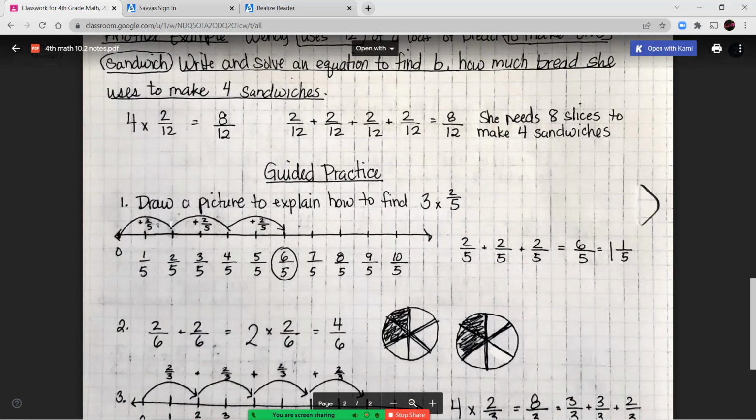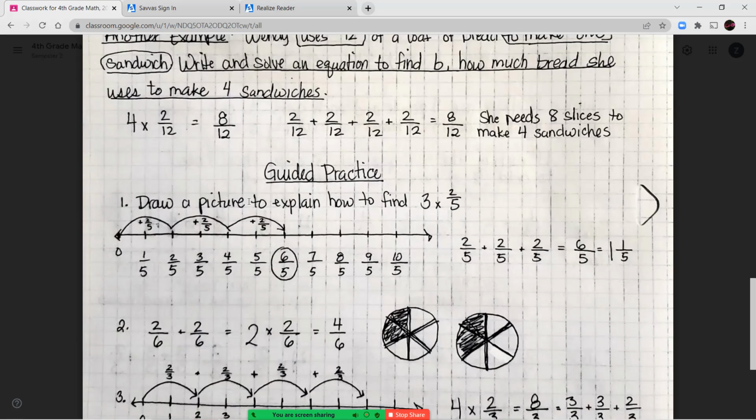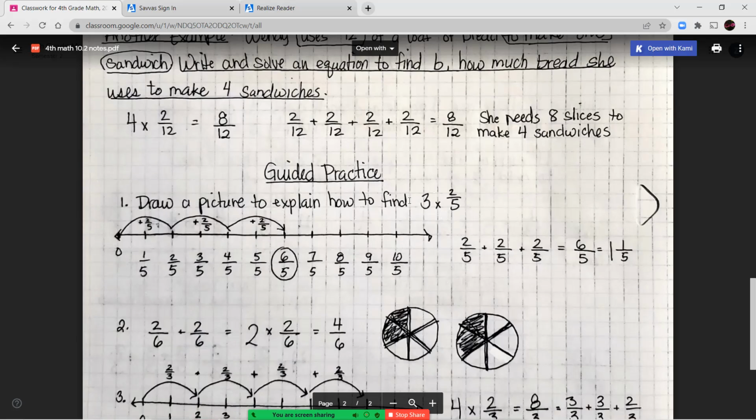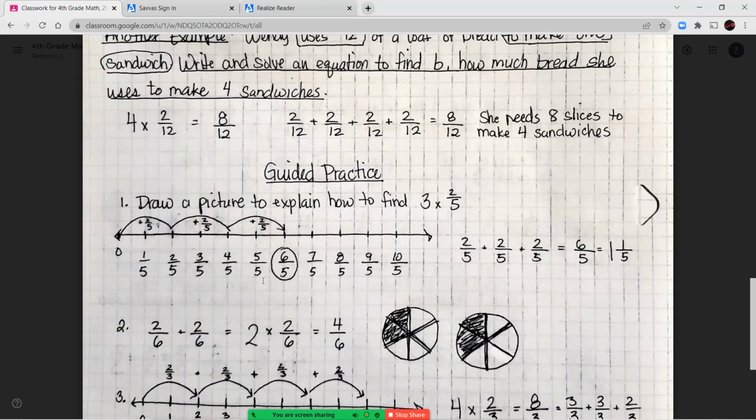So from 0 to 2/5, 2/5 to 4/5, 4/5 to 6/5. So pretend like you're not even seeing the denominator. 3 times 2. You're starting at 0, you're jumping 2, 4, 6. So you land at 6/5. 6/5 is the same thing over here. If we rewrote it as an addition, we can do 2/5 plus 2/5 plus 2/5 gets us 6/5. 6/5 we know is one group of one whole, so 5/5 plus 1/5 extra. So that's 1 and 1/5.